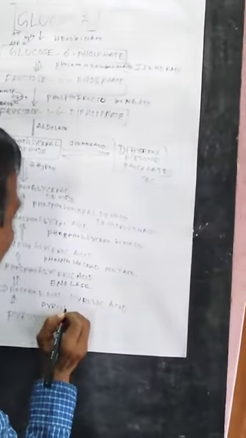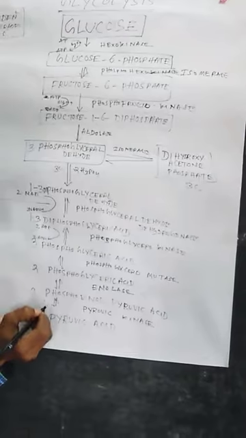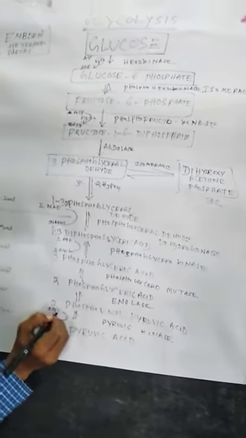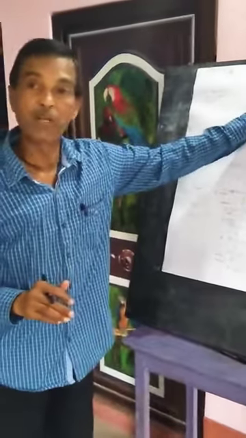Here the enzyme is pyruvic kinase, 2 ADP to ATP. This is all about the 10-step reaction. Very important, glycolysis with biochemistry.